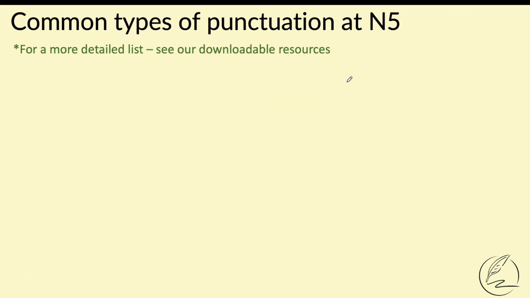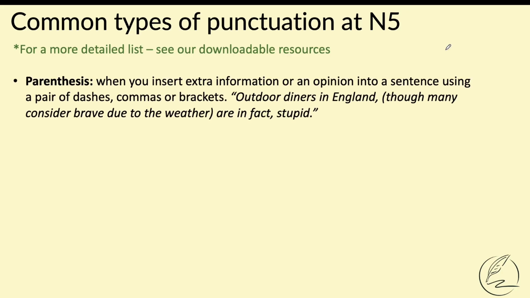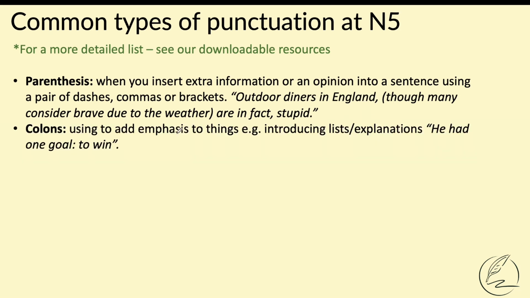So thinking about punctuation, again, for a more detailed list, you can see our downloadable resources. A parenthesis is the first one, when you insert extra information or an opinion into a sentence using a pair of dashes, commas, or brackets. Outdoor diners in England, though many considered brave due to the weather, are in fact stupid. Colons are used to add emphasis to things, e.g. introducing lists, explanations. He had one goal: to win.